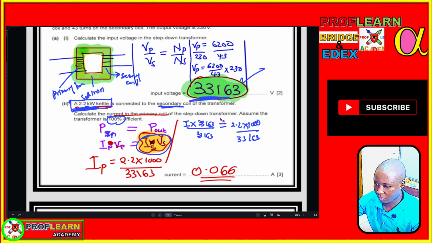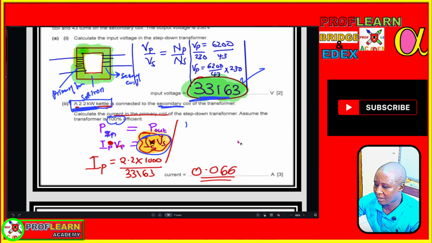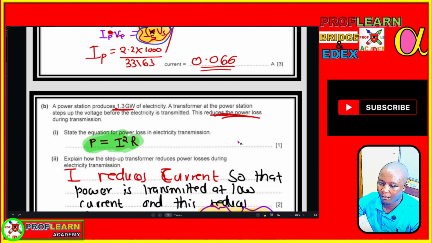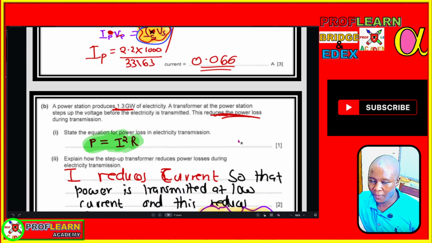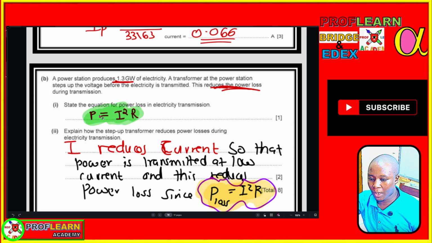So that we can get our answer at 0.0666. Remember the purpose of step-up and step-down transformers is to ensure that we can transmit power at high voltage but low current. Power loss is given by current squared times the resistance.